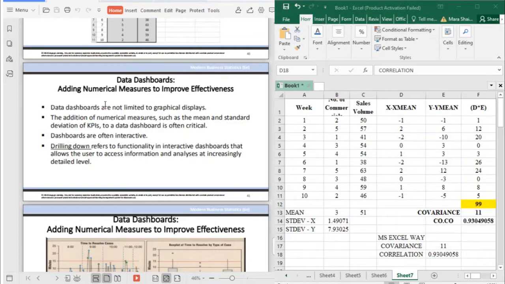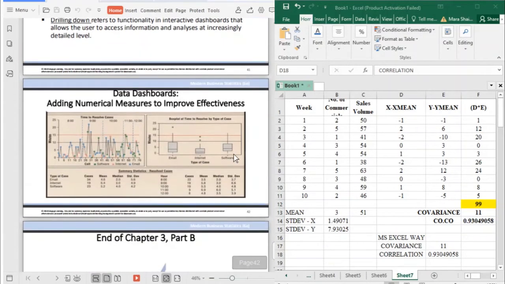So, the addition of numerical measures such as the mean and standard deviation of KPIs to a data dashboard is often critical. Dashboards are often interactive, and then we have a term, drilling down, which refers to the functionality in interactive dashboards that allows the user to access information and analysis at an increasingly detailed level. So this is an example of a data dashboard.